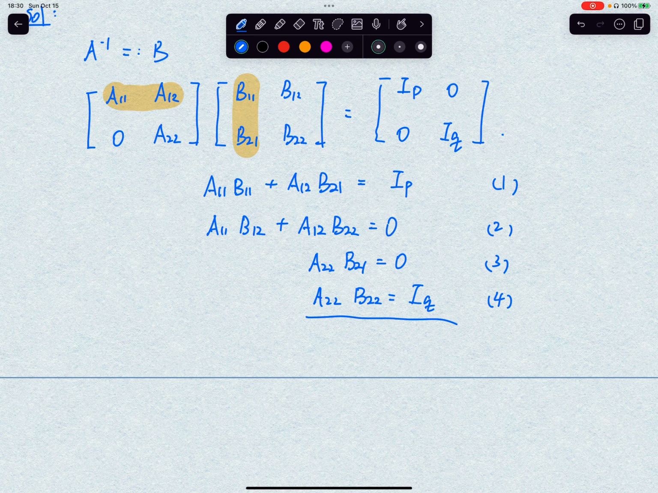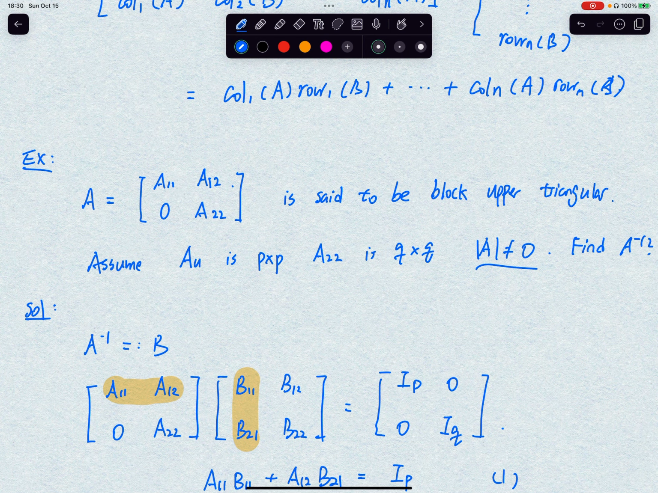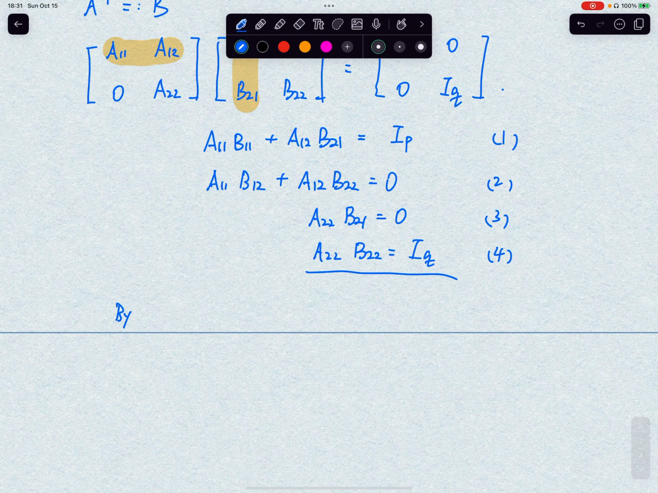However, recall the invertible matrix theorem we introduced in the last lecture. Since A22 is square and A has non-zero determinant, and A22 is q by q, it has non-zero determinant. So that really means A22 is invertible. So by equation 4 and the invertible matrix theorem, we can deduce that we multiply by A22 inverse.